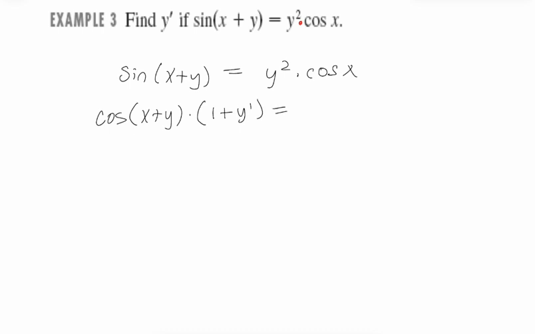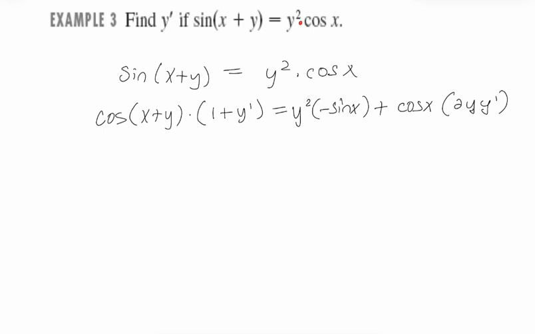Okay. Now let's do the product rule on the right side. It's going to be the first times the derivative of the second plus the second times the derivative of the first. Now the derivative of y squared is 2y, y prime. Okay. So that's initially the answer, but we have to solve it for y prime. So we have some math to do.